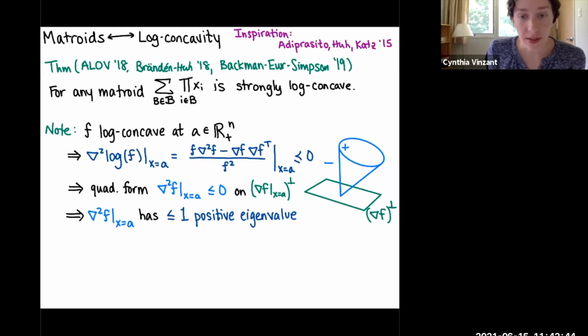And so in particular, one can check that this real symmetric matrix can have at most one positive eigenvalue. And in fact, if we start with a polynomial with non-negative coefficients, and we're evaluating at a point in the positive orthant, then all the entries of this matrix will be non-negative, and so it has to have at least one positive eigenvalue. And so it will have exactly one positive eigenvalue.